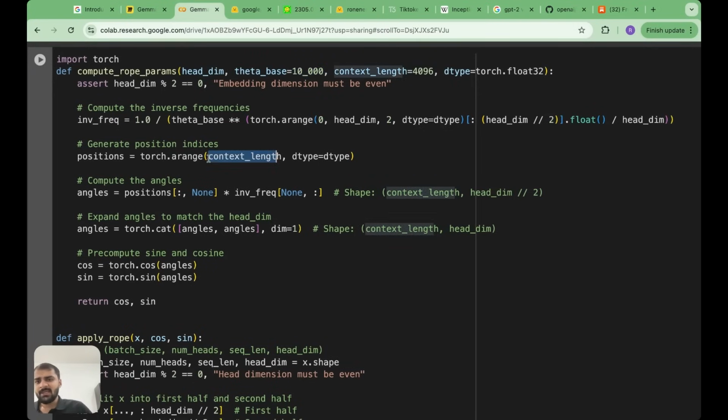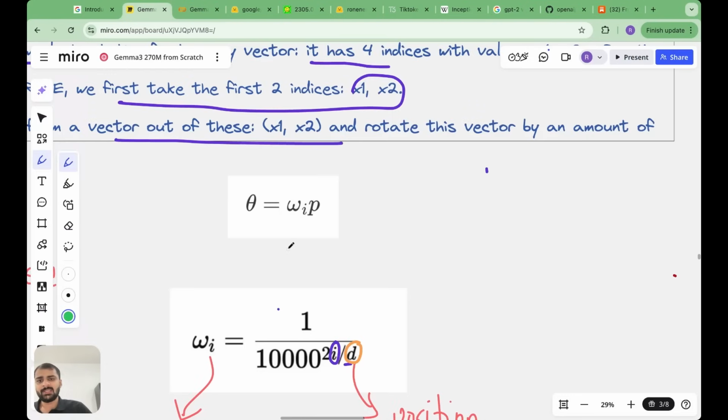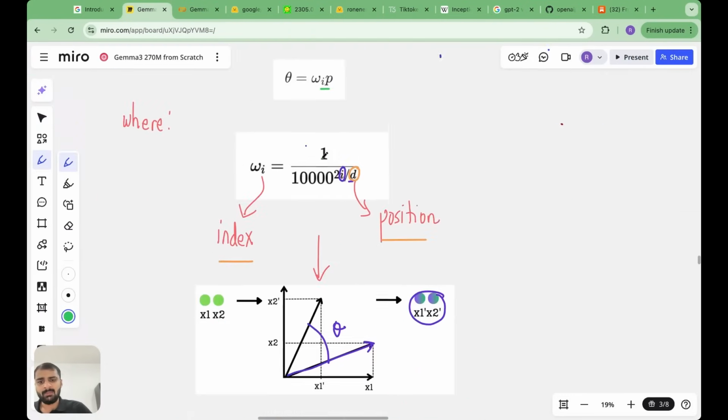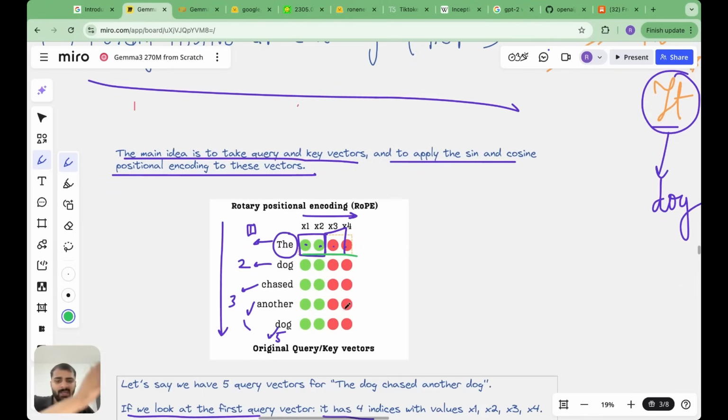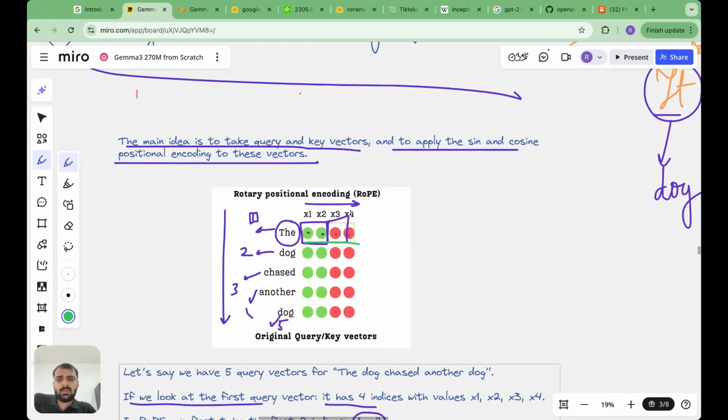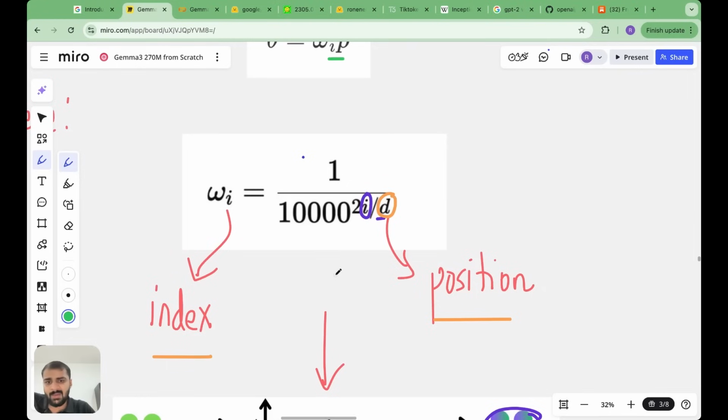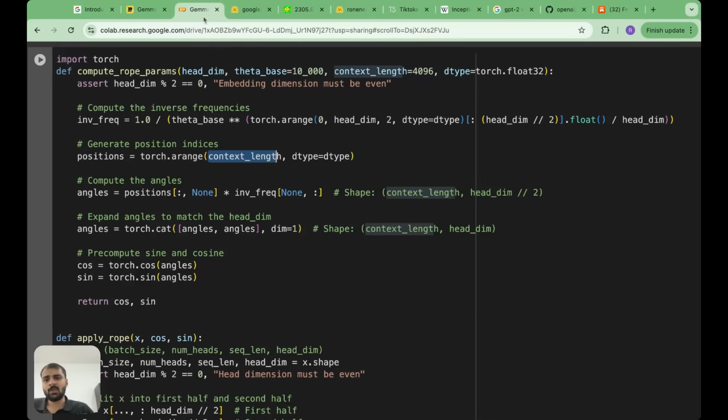And why we are considering the context length over here is because the maximum number of positions we can go till is the context length, right? If you check over here, the number of indices we can go till is the number of positions which we can have, and that's restricted by the context window. We cannot have more positions than the context window.